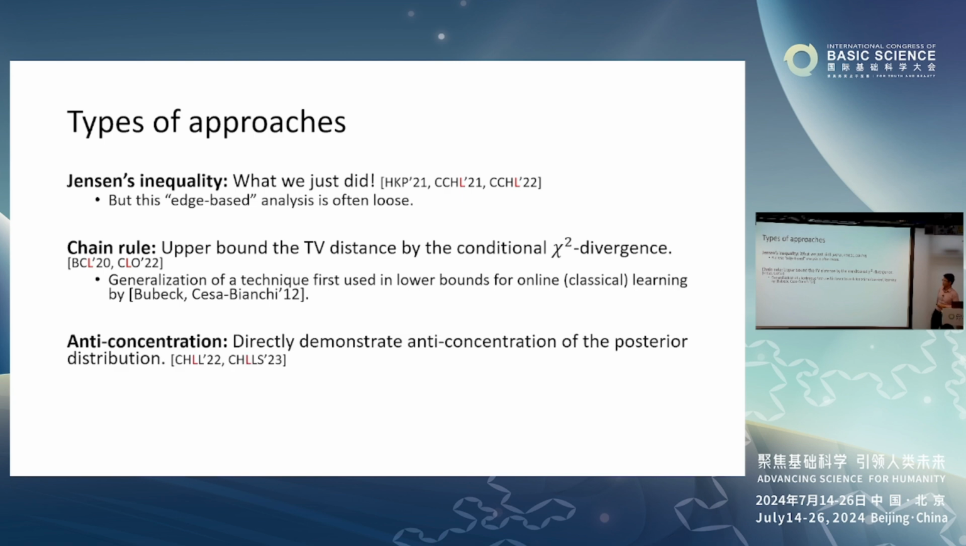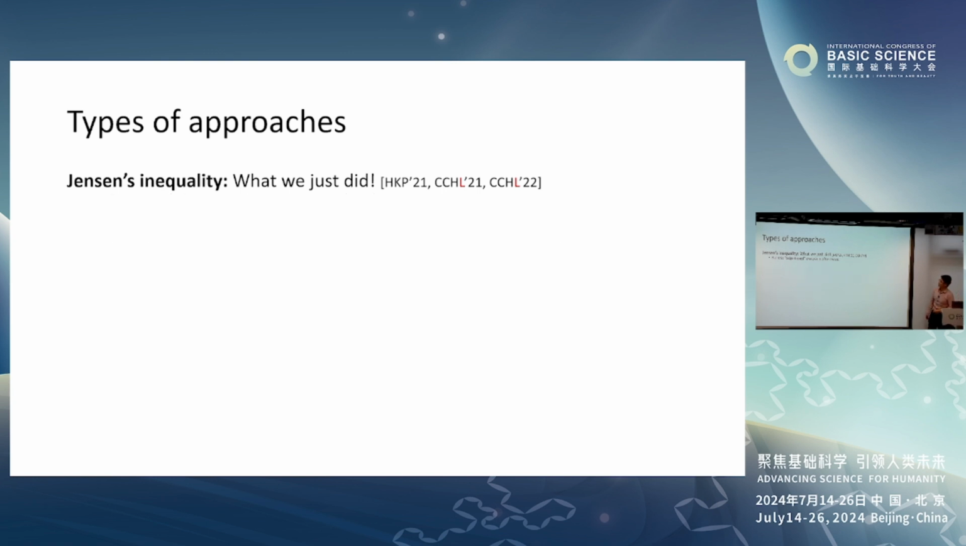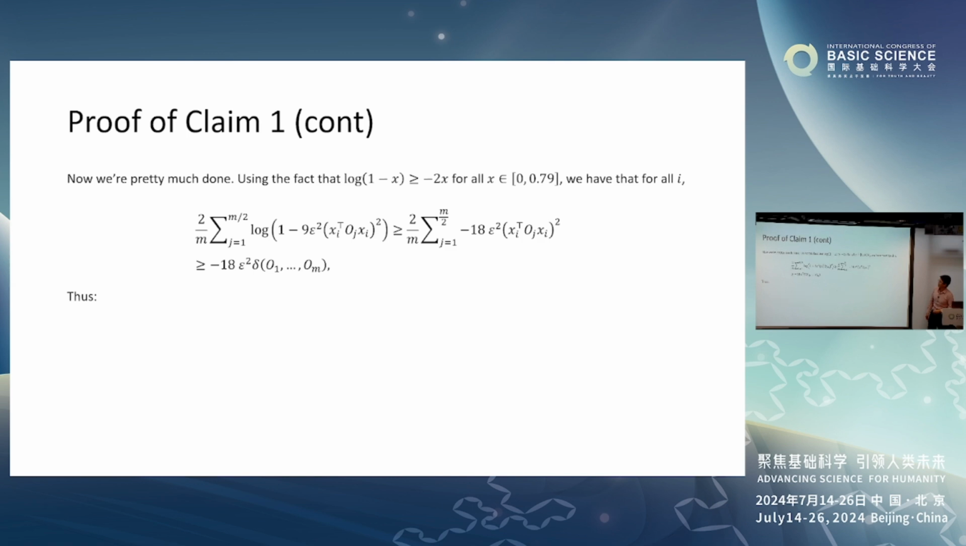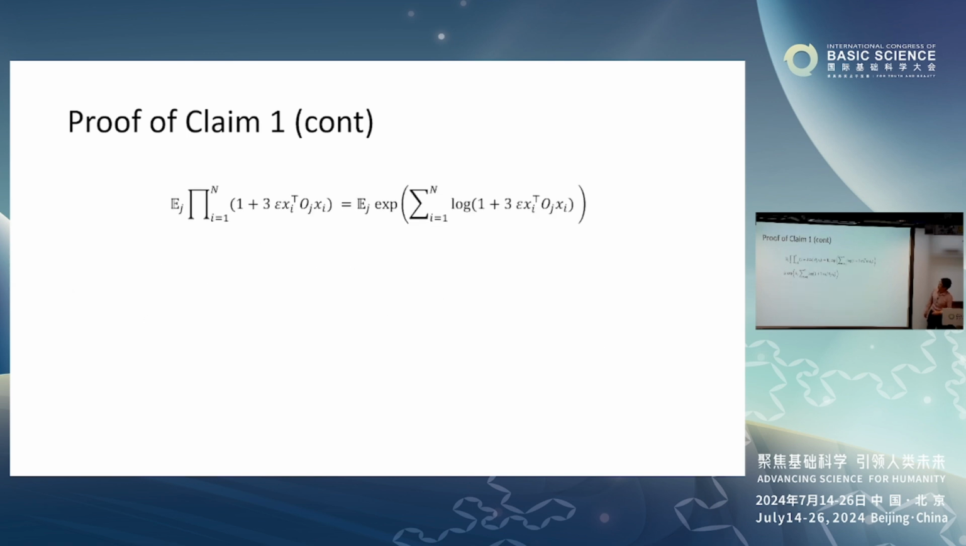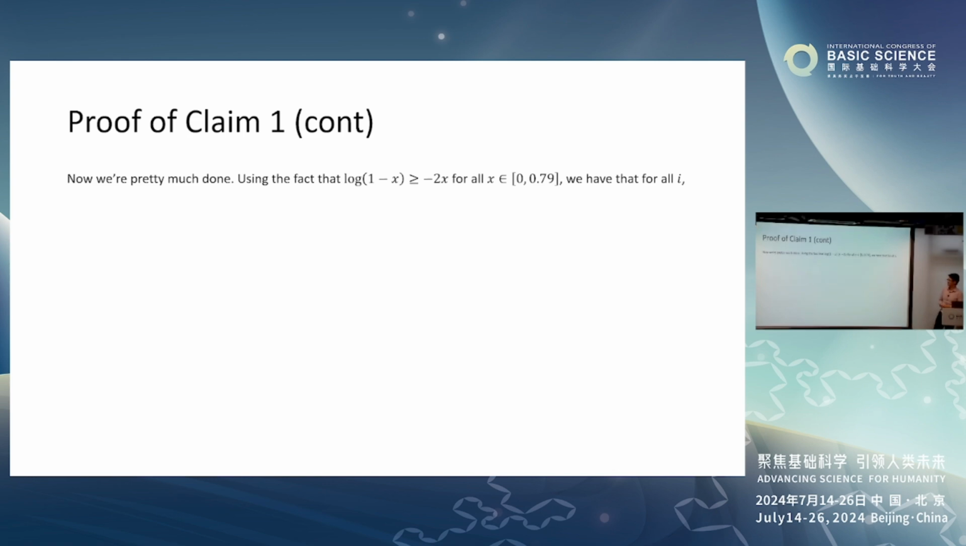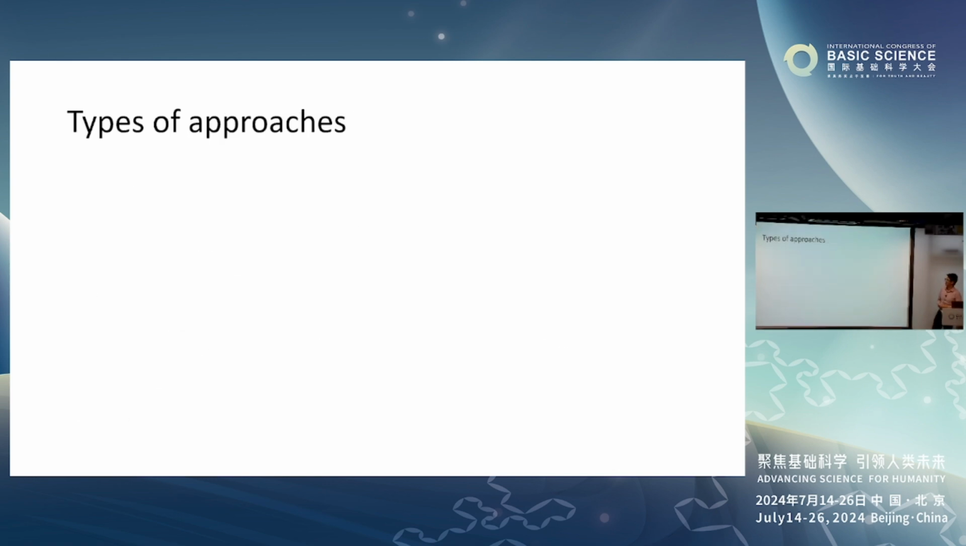More recently, we've been able to directly demonstrate anti-concentration of the posterior by just staring at the high degree polynomial. Essentially, instead of doing any tricks with Jensen's inequality, we just treat this as a high degree polynomial in the OJs and directly bound moments of this high degree polynomial, which is very nasty, but you can do it if you need to, apparently.